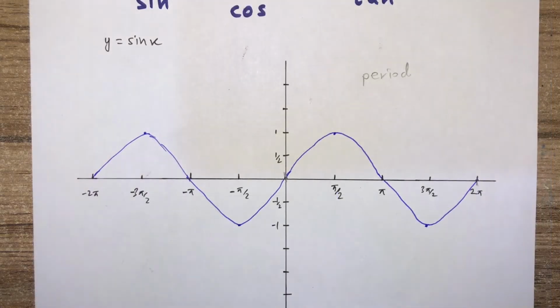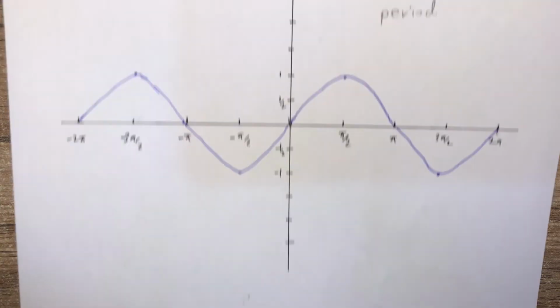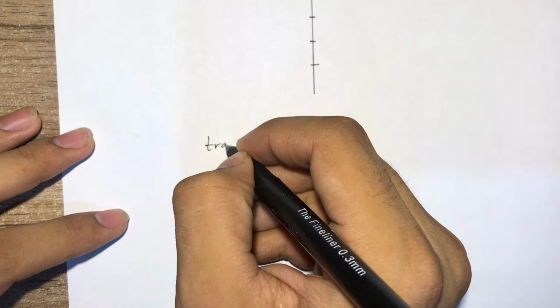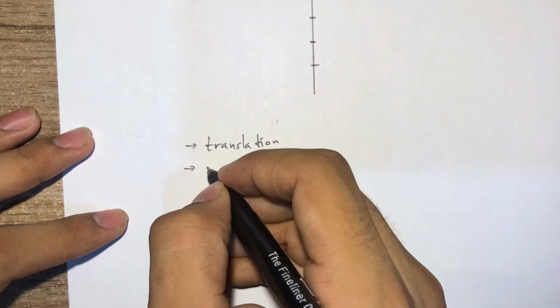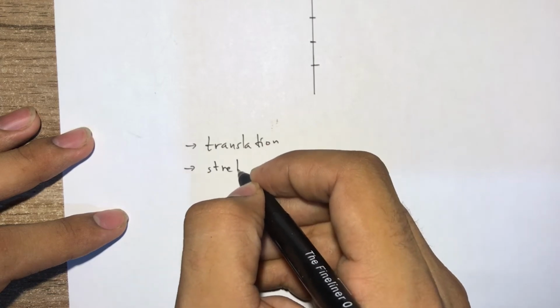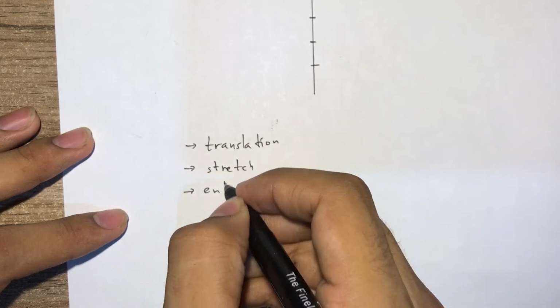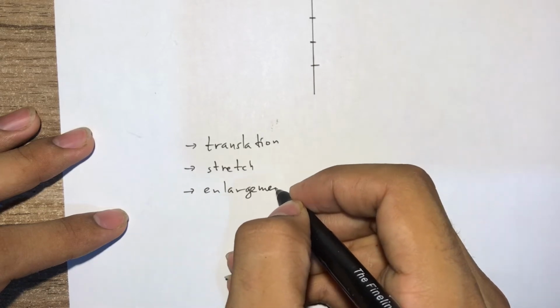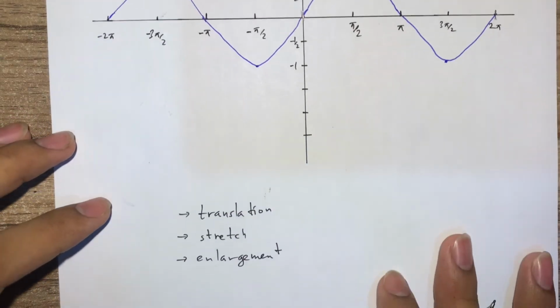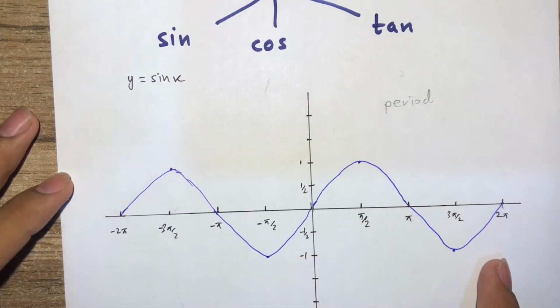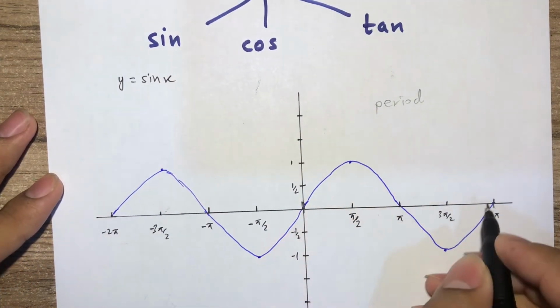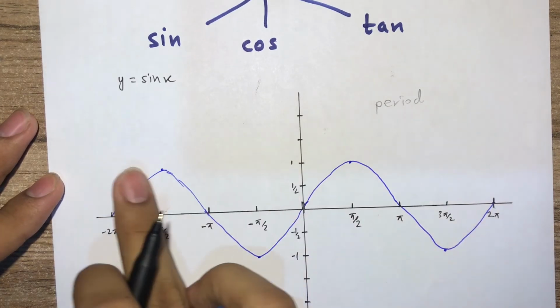Now after the basic shape, we have some transformations in these trigonometric graphs. So the transformations that we have in syllabus are translation, there's stretch, and there's enlargement. So I have a video on transformations of functions. You can see that to clear this concept. Now, for example, this was the basic sine graph. I'll be working only from 0 till 2 pi radians right now. I'll be ignoring this part.